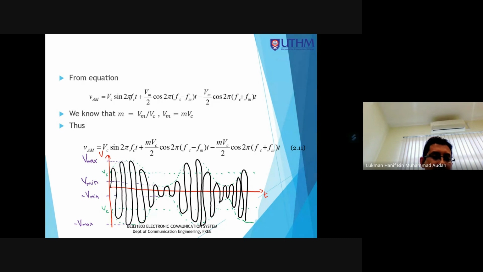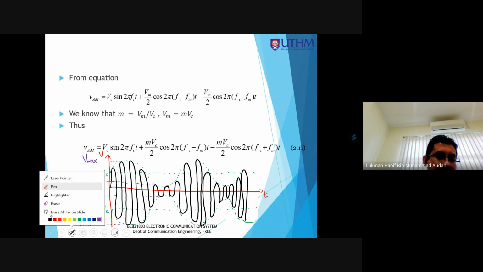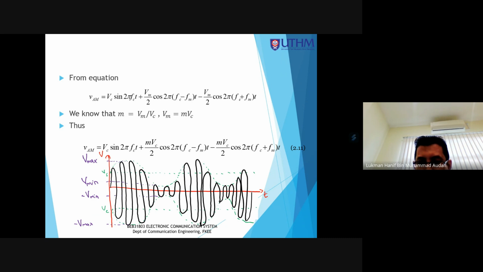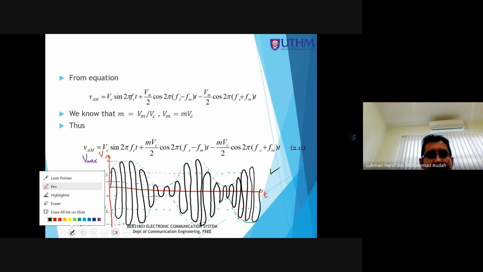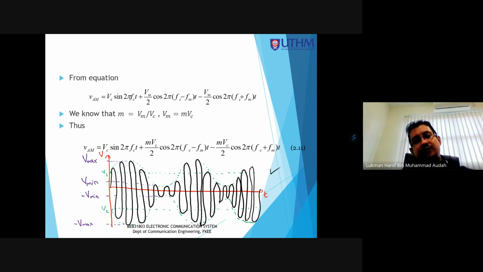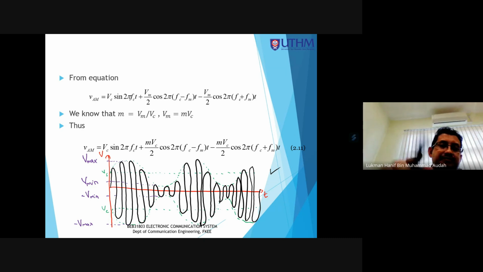If you draw like this, that means you can get full marks for these questions. If I complete this graph, it looks like this. So this is the AM waveform. And another one is the AM spectrum. So I will draw another graph which I call the AM spectrum.